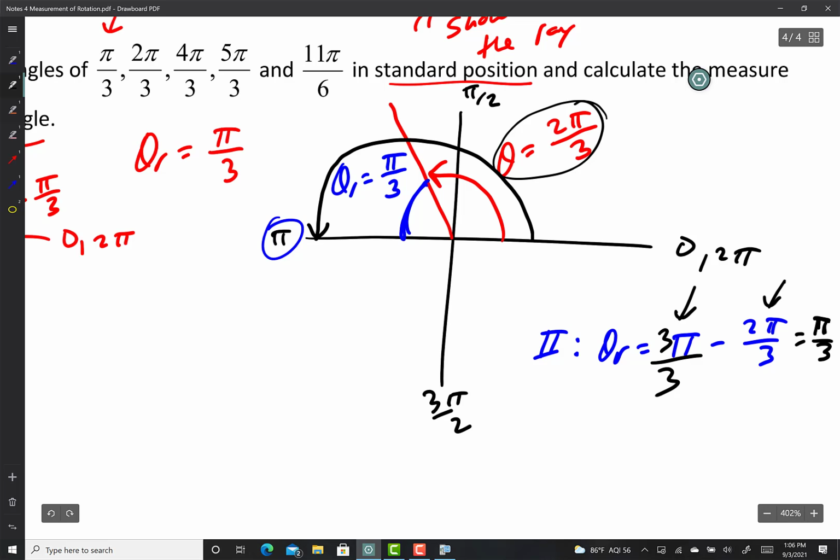And I probably should color code it. Let me see if I can do that. Pi over 3, black, and this is blue. Pi over 3, and this is red. There, now it's color coded.